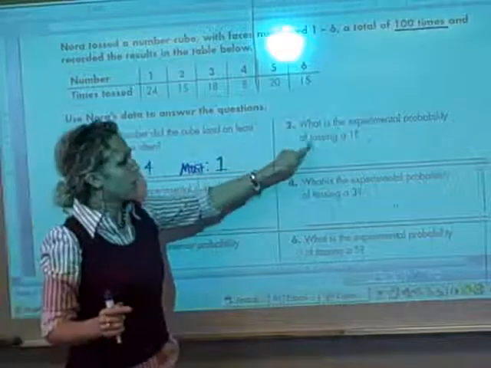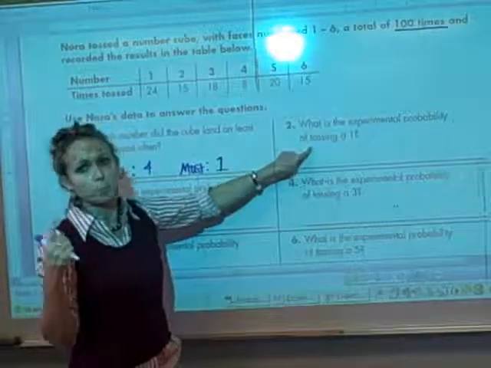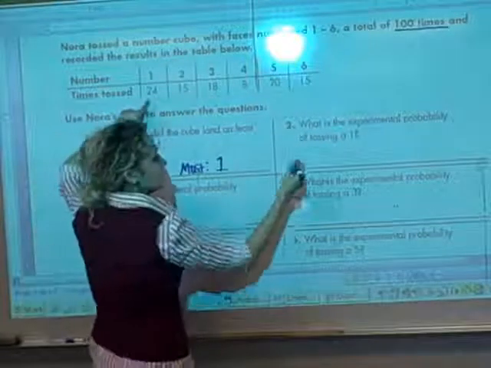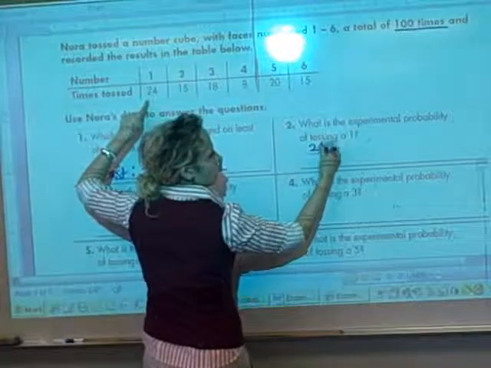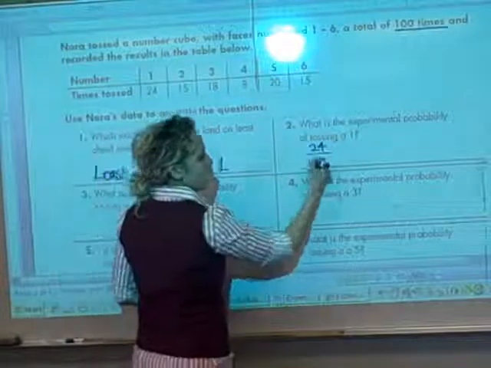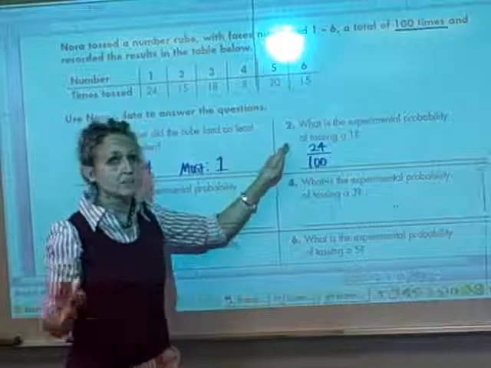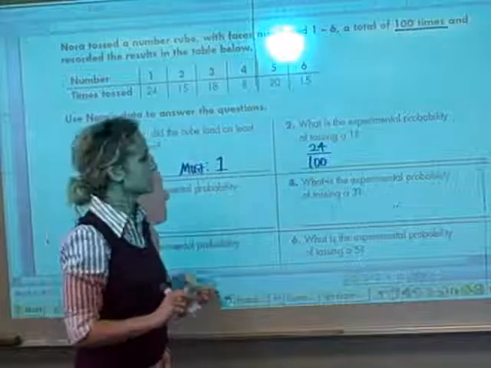What is the experimental probability of tossing a 1? Pause this and try it on your own. Hit play when you're done. I think it's 24, because I rolled a 1 24 times out of a total of 100 rolls. Remember, we really need to simplify this. We can't just leave it as 24 over 100.